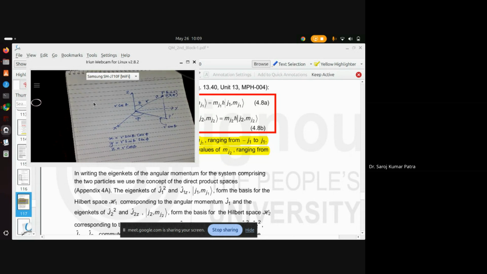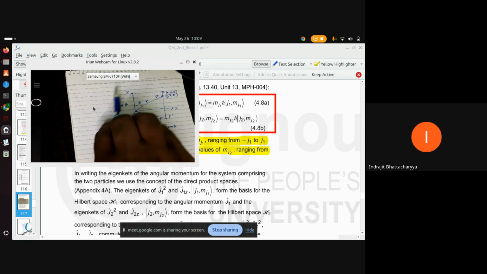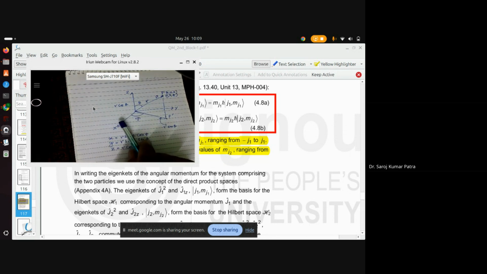So what you assume is that this theta should take all continuous values, right? Theta should take values from 0 to 180, going from the positive z-axis to the negative z-axis. But what happens when you solve the Schrodinger equation for the hydrogen atom? Your theta will not have continuous values. It will take only certain values.